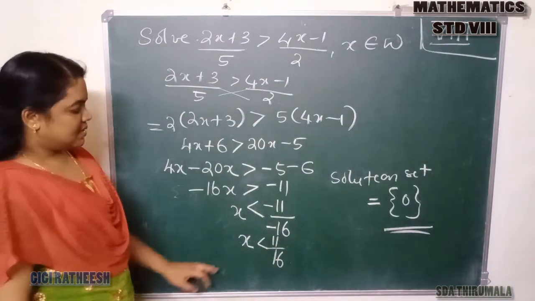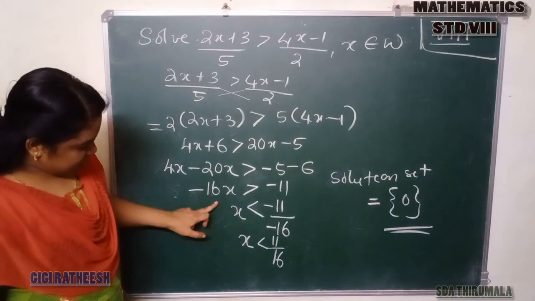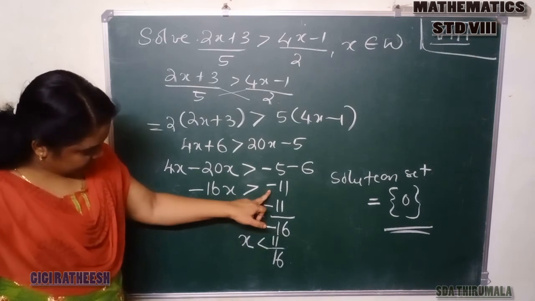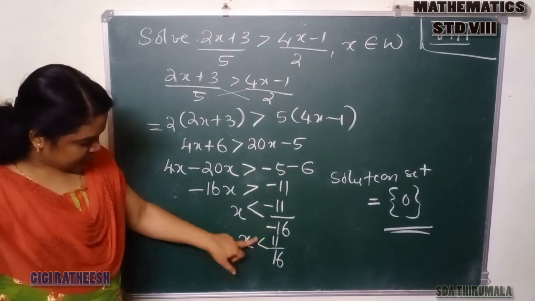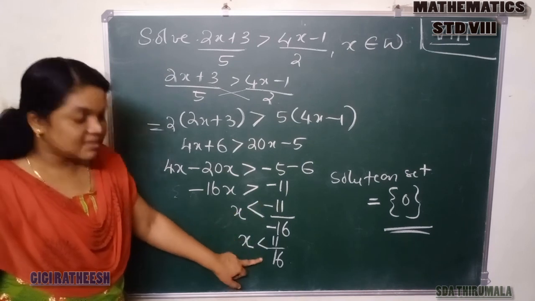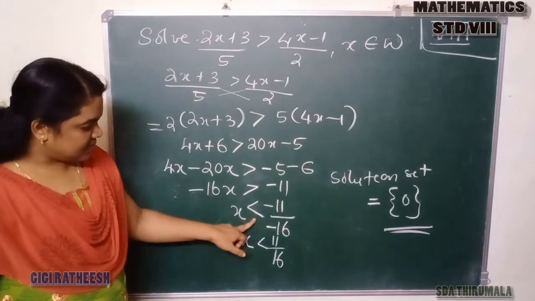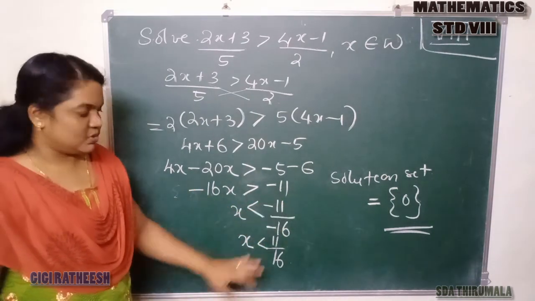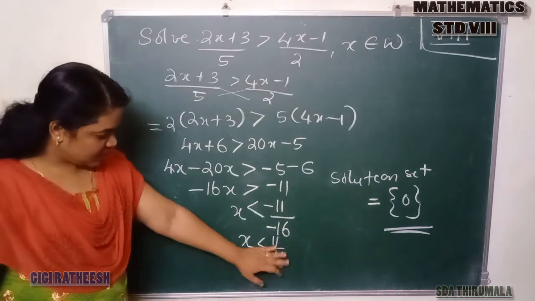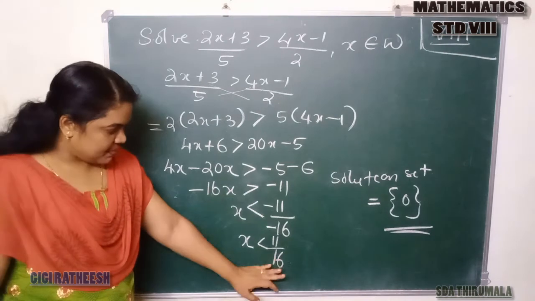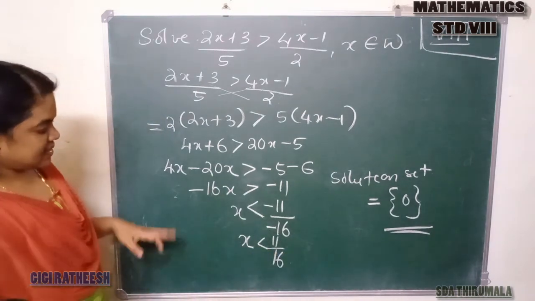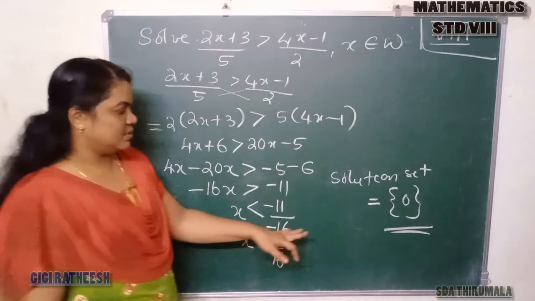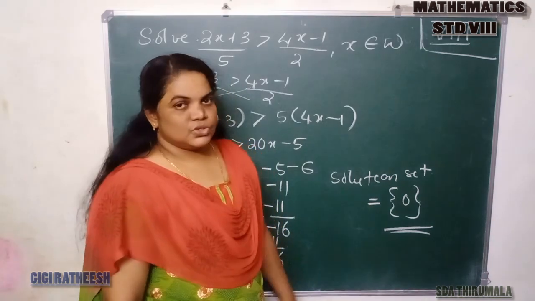This is the question. There is a small change here: this negative goes to the right side and here also a negative. Negative by negative is positive and here the inequality changes, greater than changes to less than, x less than 11 by 16. And we know that if we divide 11 by 16, we get a decimal less than 1. It is not a whole number, so it is equal to 0. The solution set is 0. Okay.